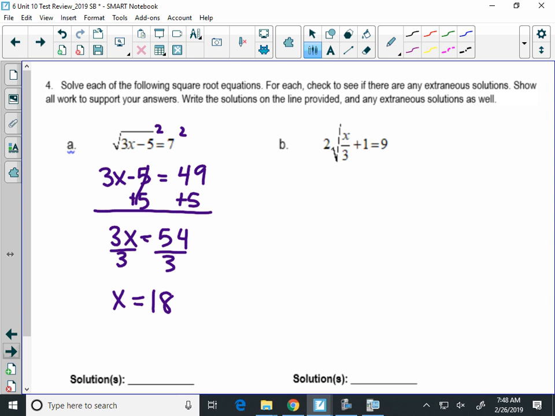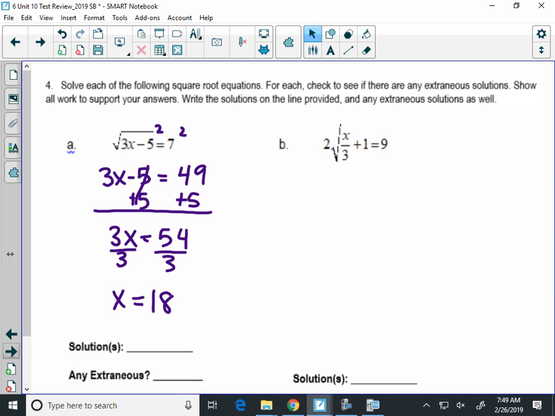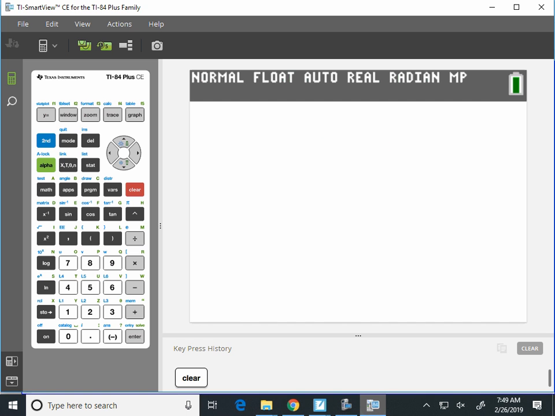Now we need to check our answer here, because remember, we can't just go by the fact that we got x equals 18. We must check by typing this value into our calculator. And there's a couple ways to do that. We can use the table feature on our calculator, the graph feature, or we can just type in the expression with 18 for x, which is what I'm going to do here.